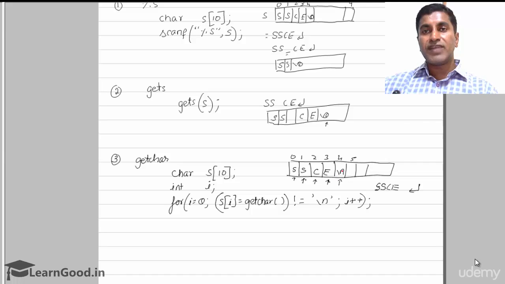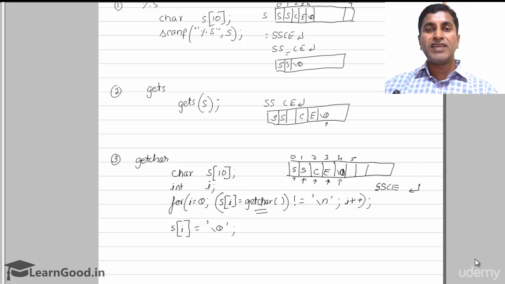So what we have to do is replace the \n by \0. You can do that by giving s of i, which is nothing but s of 4 here, equal to \0. That is, you have to explicitly store \0. Whereas in the previous two cases, when you use %s and gets, you need not store a \0, it is automatically stored. So this is how we read character by character and form a string.